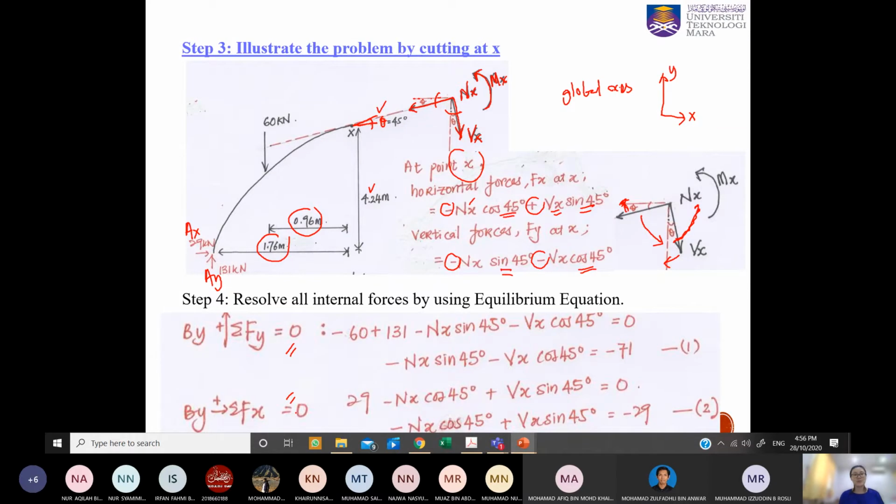Can you write it here for me in your notes? This is a section. We are talking about a section AX.